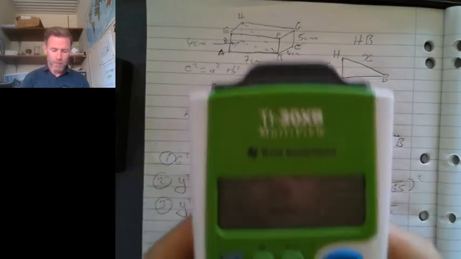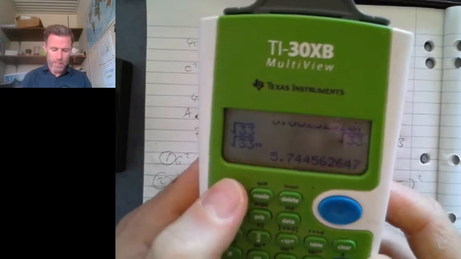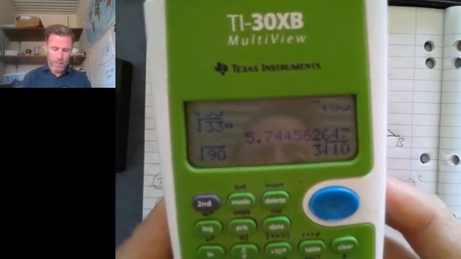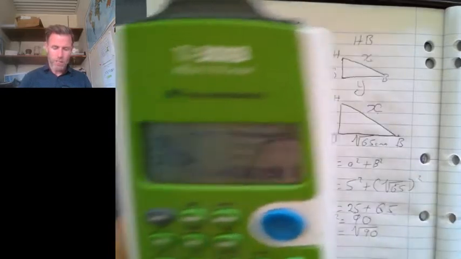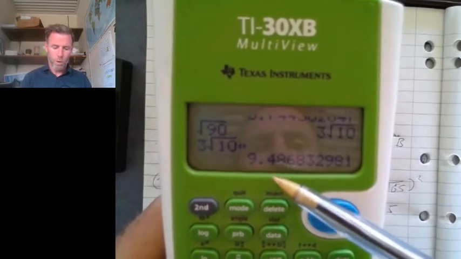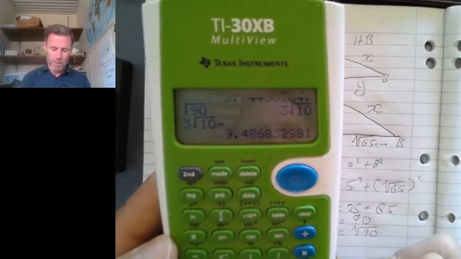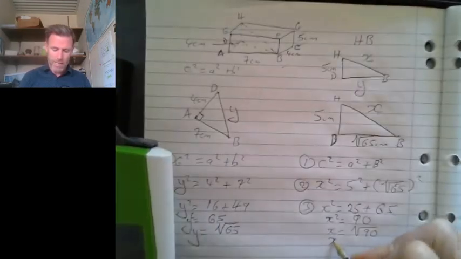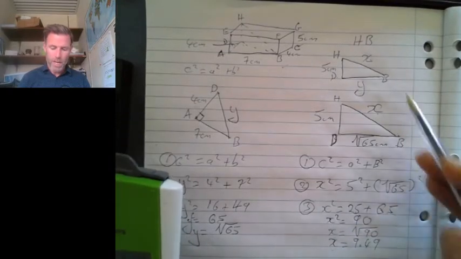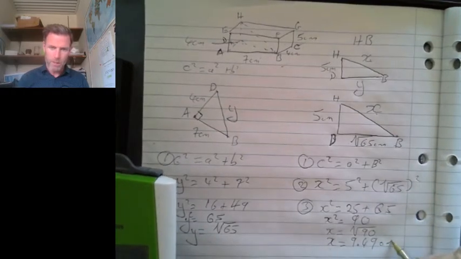Using my calculator, second function, square root 90. The answer, and I'm going to go to 2 decimal places, is 9.49. So my answer is X equals 9.49, and all along we've been using centimeters.